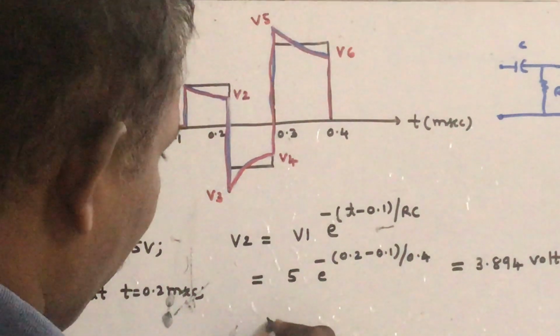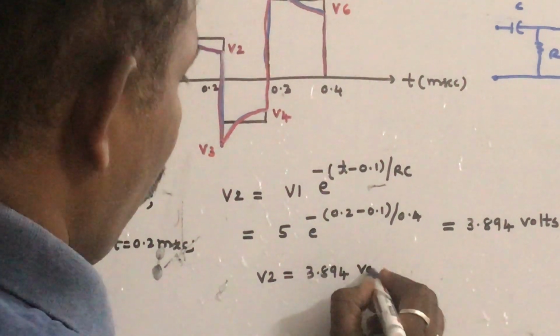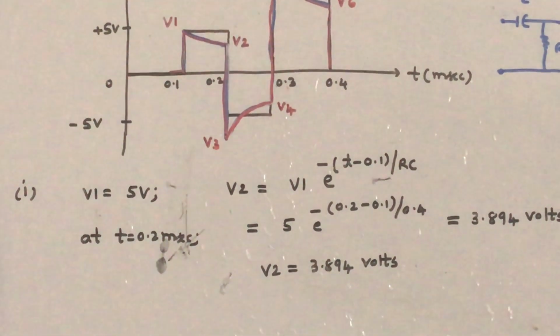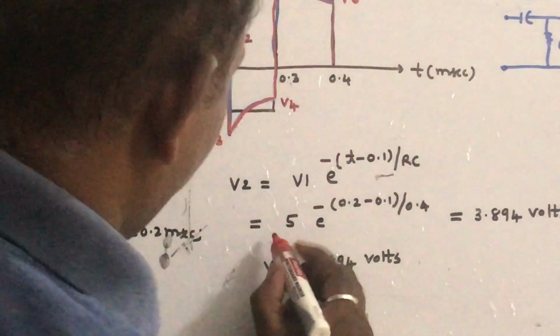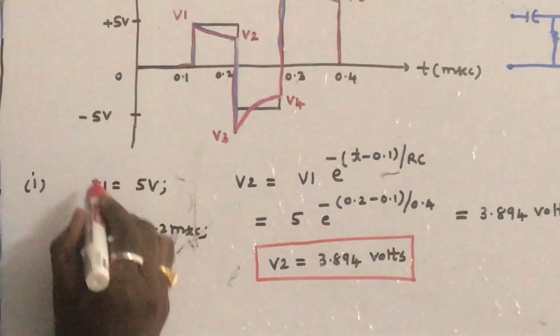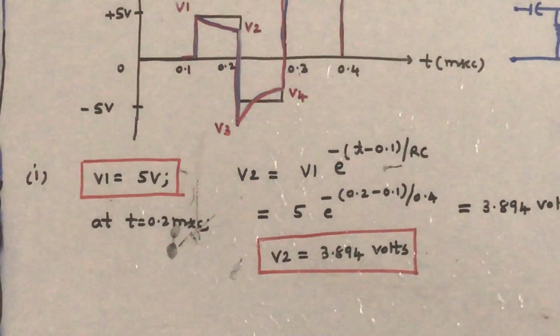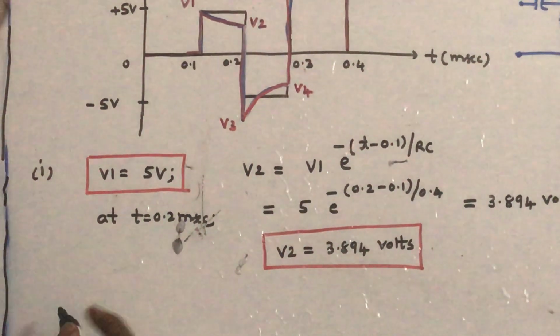So first we have to write V2 is equal to 3.894 volts. So this is what we have calculated first, V2. V1 we have calculated. V1 is equal to 5 volts, V2 is equal to 3.894 volts. So let us calculate the second one, V3.